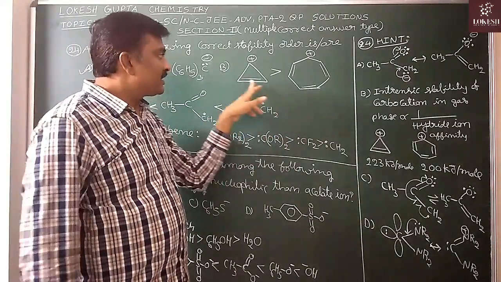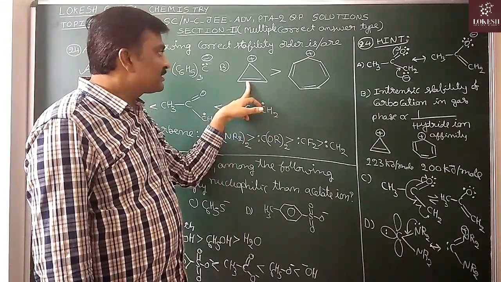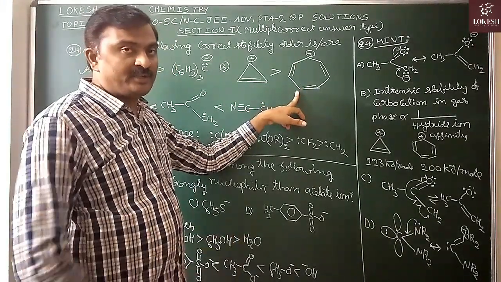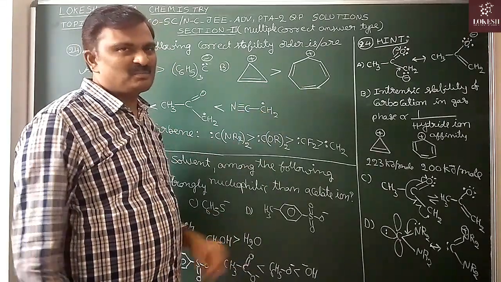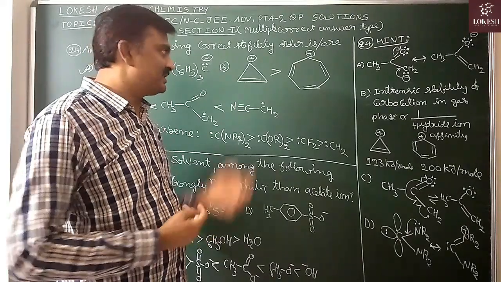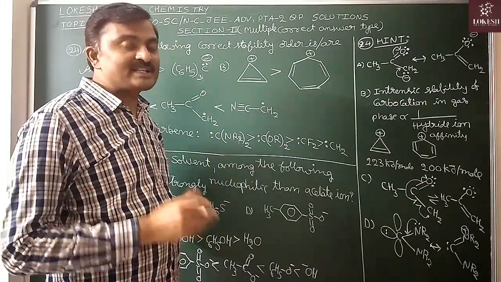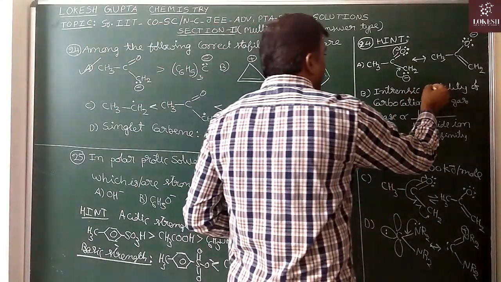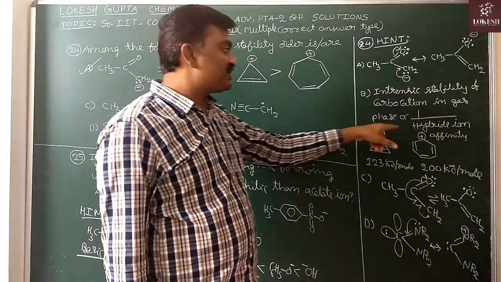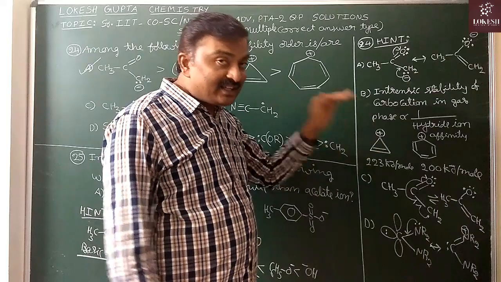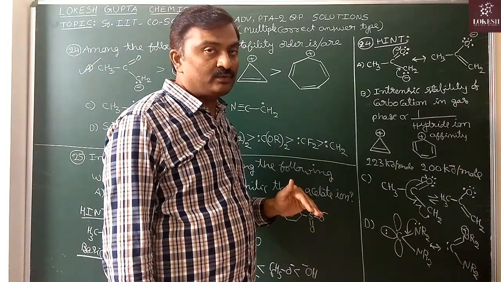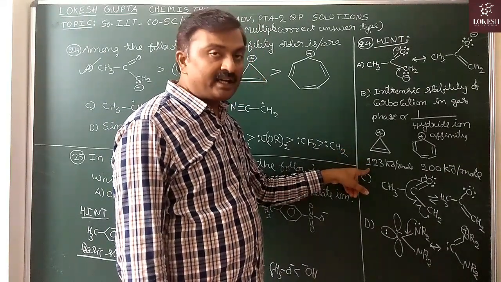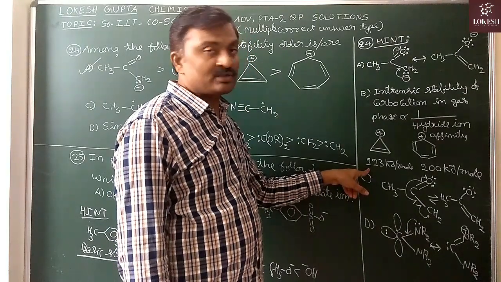Come to this. Now, cyclopropenyl carbocation and cycloheptatrienyl carbocation or tropylium ion, both are aromatic. Now how to compare the stability? Actually, here some experimental data is required. See, in the gas phase, a carbocation's stability is inversely proportional to hydride ion affinity. The lesser the hydride ion affinity value, the more the stability. Now for this cyclopropenyl carbocation, the hydride ion affinity is 223 kilojoules per mole.